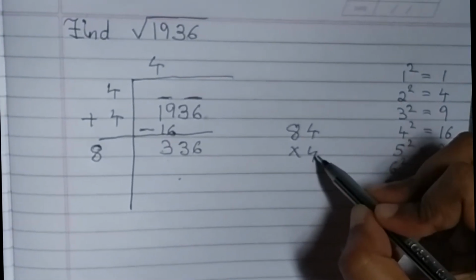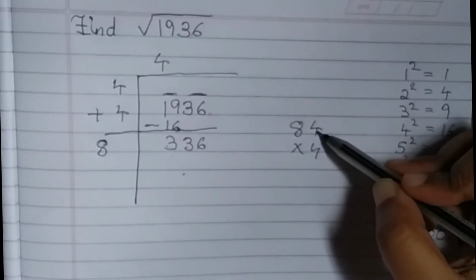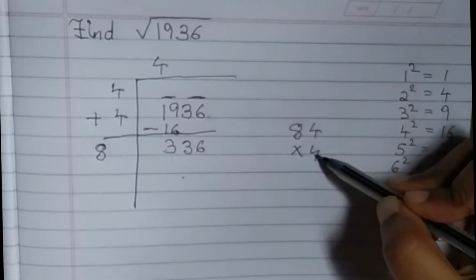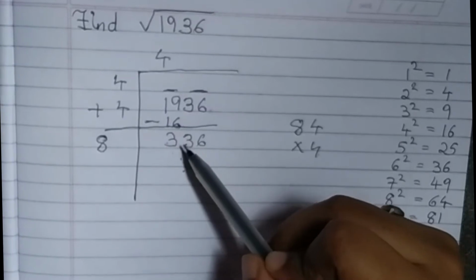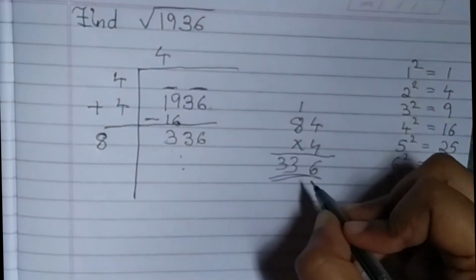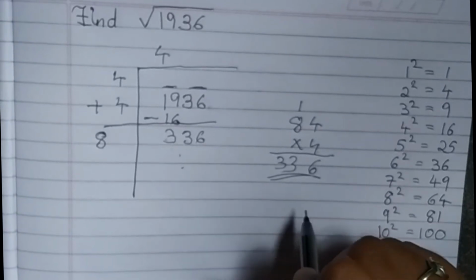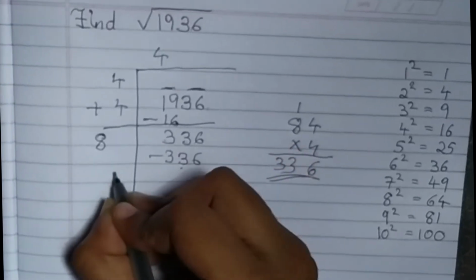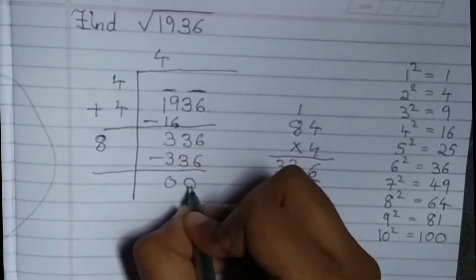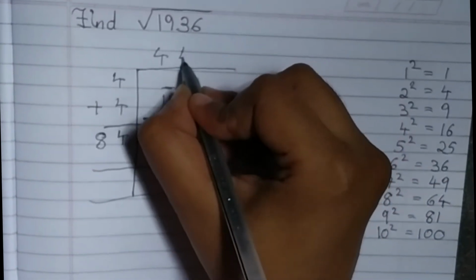Whichever number you are taking here to multiply, that number will be there in the units place. The number in the units place and the number we are multiplying should be the same, and that answer should be less than or equal to this number. 84 into 4, the answer we get is 336. See, we got this same number. So we will subtract this. Minus 336, the answer will be 0. Here what we did, 84 into 4, right? So the next number is 4.